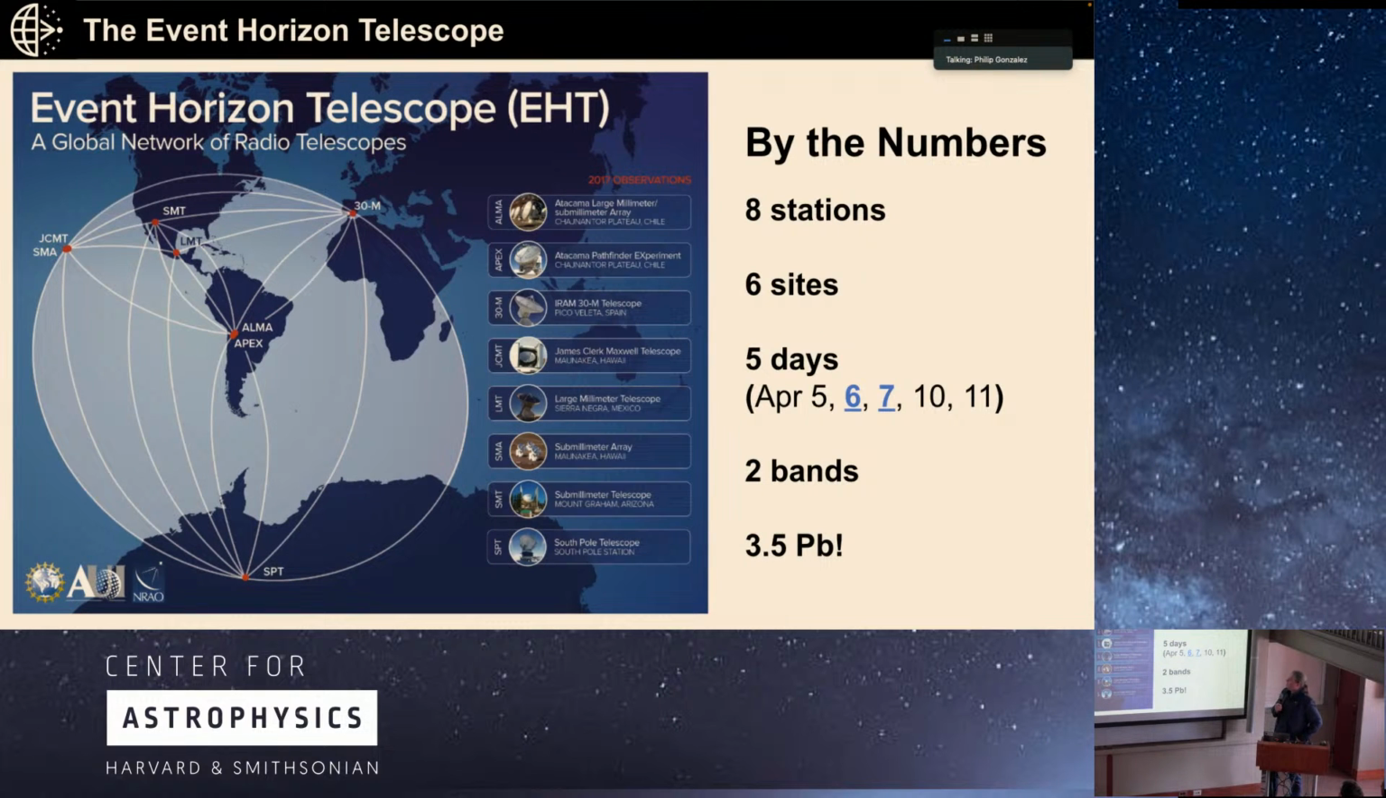So let me begin by introducing the Event Horizon Telescope circa 2017. 8 stations located at 6 sites observed Sgr A star for 5 days in April. The 2 days that we're talking about here are April 6 and April 7. For various technical reasons, those are the 2 days that are appropriate for polarimetric imaging. 2 bands, 3.5 petabytes of data. It's literally half a ton of hard drives.